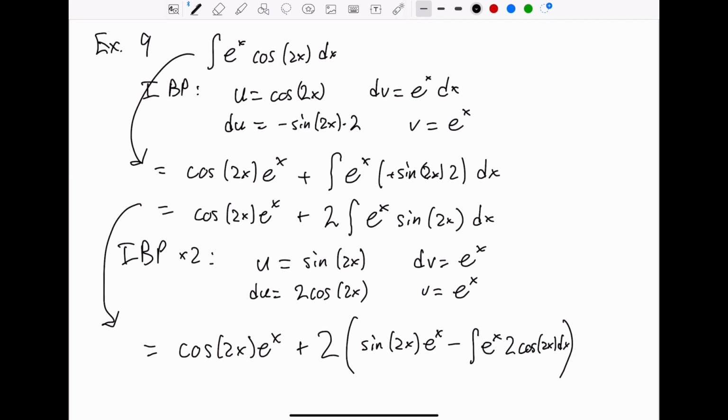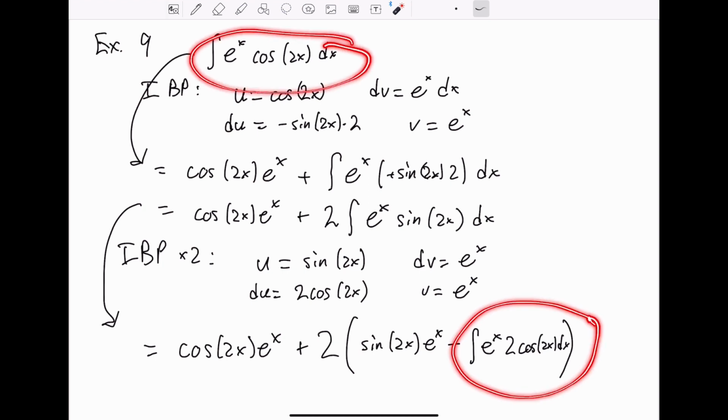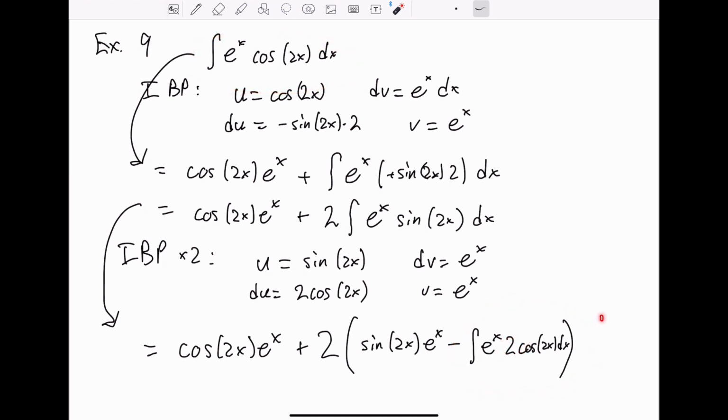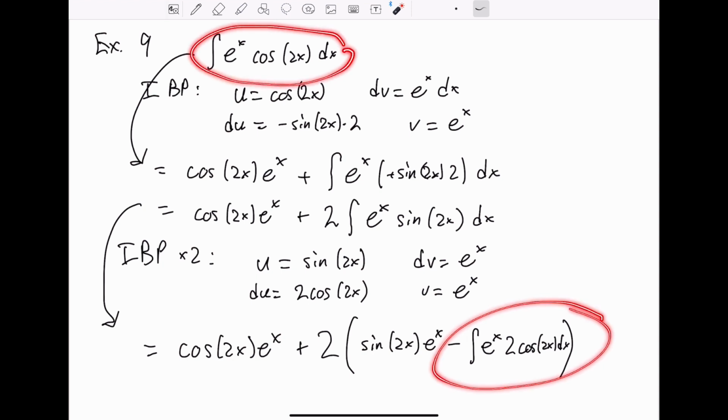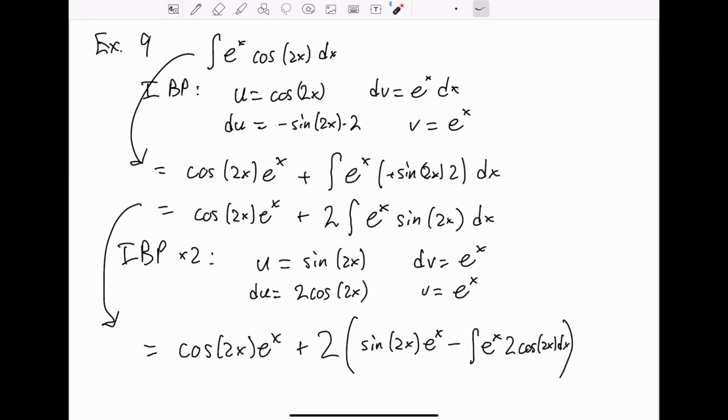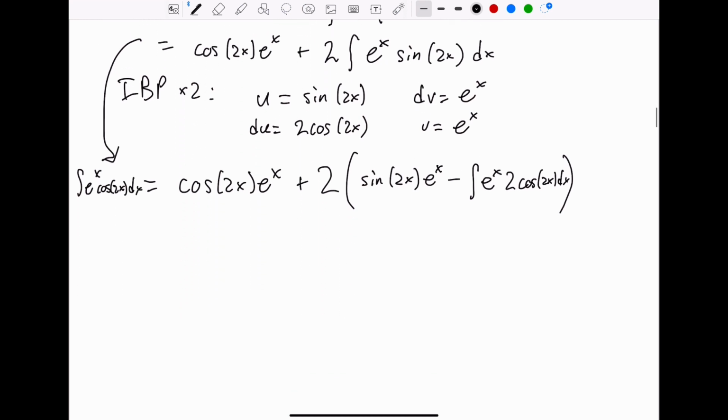All of this is equal to the original integral. And notice that our new integral at this step is actually the same as what we started with. We just have a times 2 in here. Other than that, it's the same integral. This is one of those problems where we can move this expression for the integral to the other side, and we'll be able to solve the integral that way. So all of this is equal to the original problem, which was the integral of e to the x cosine of 2x dx. All right, let's simplify.